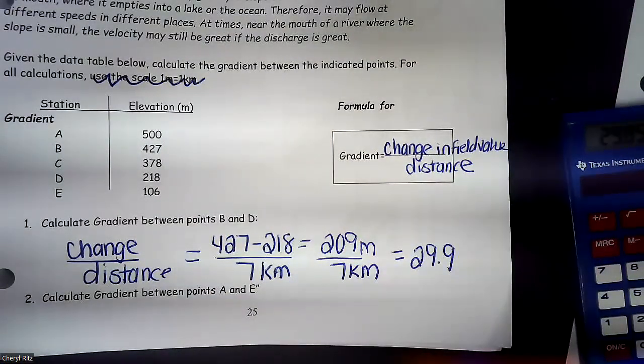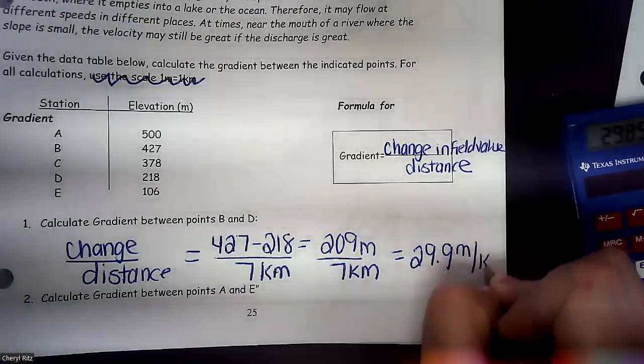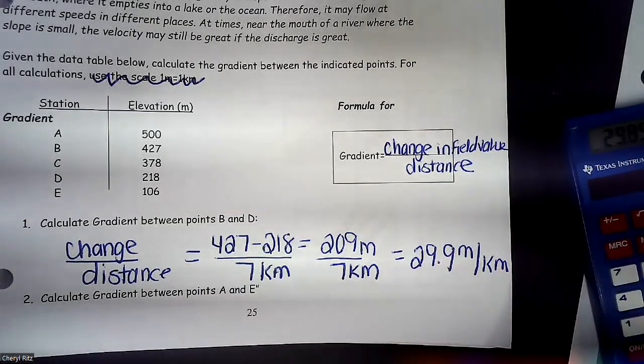Meters. Meters over kilometers, which means meters per kilometer. So that's calculating the gradient. You will be required to know how to do this on a screen.